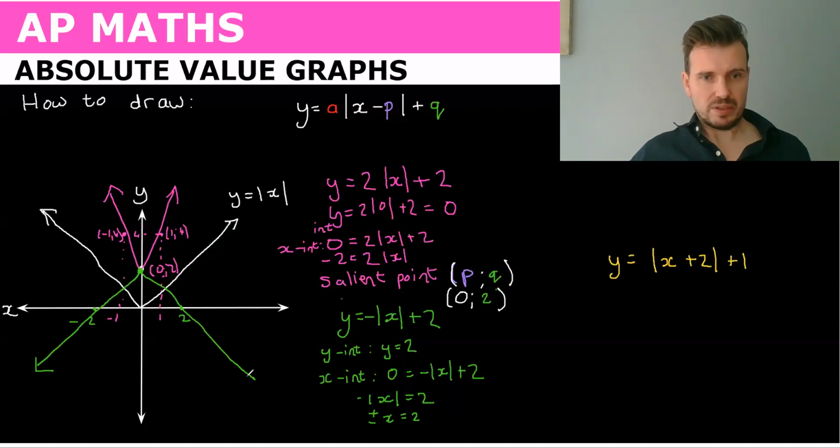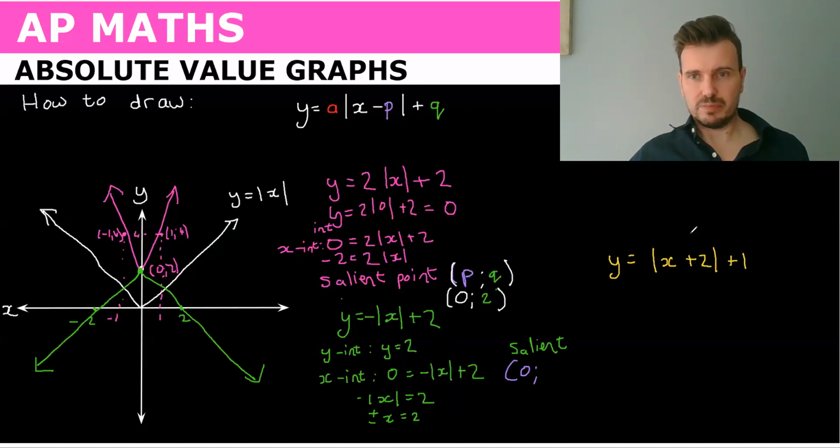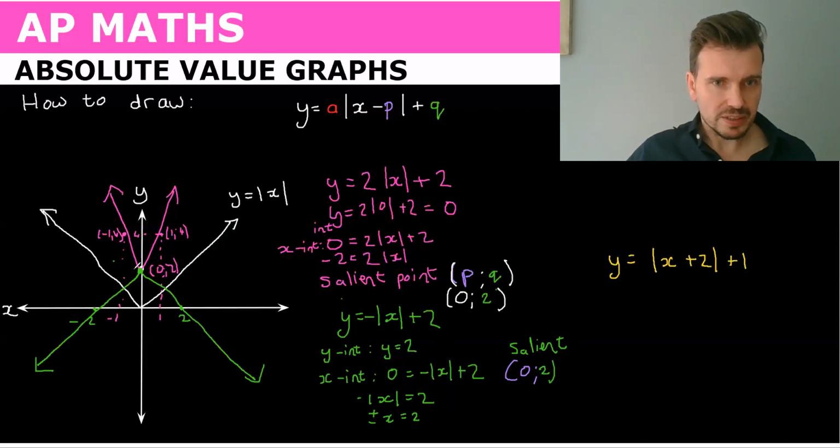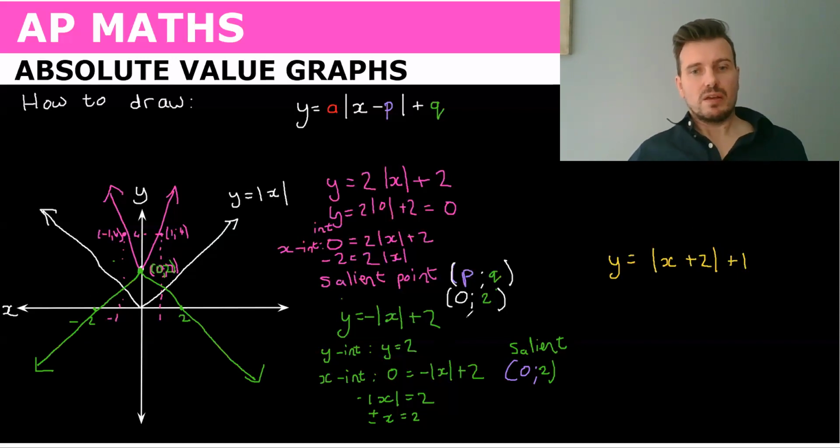With our salient point, now our salient point is going to be, remember, it's P. There's nothing with the P, so it's 0, and it's 2 again. And so that was our salient point there at 0 and 2. Same as before. Same as the pink graph. So we see both absolute value graphs shifted up by 2. So we had the same salient point, and P was 0 in both of them.